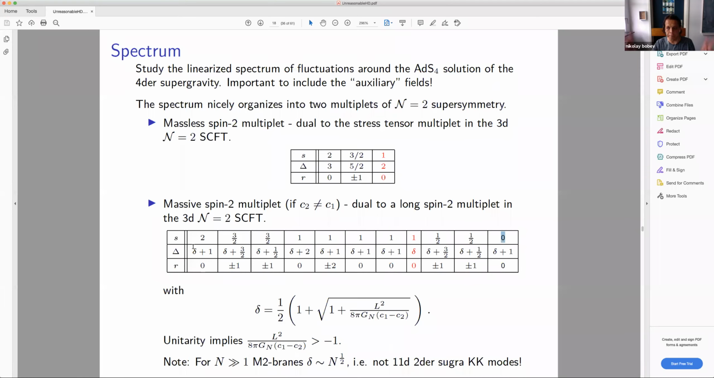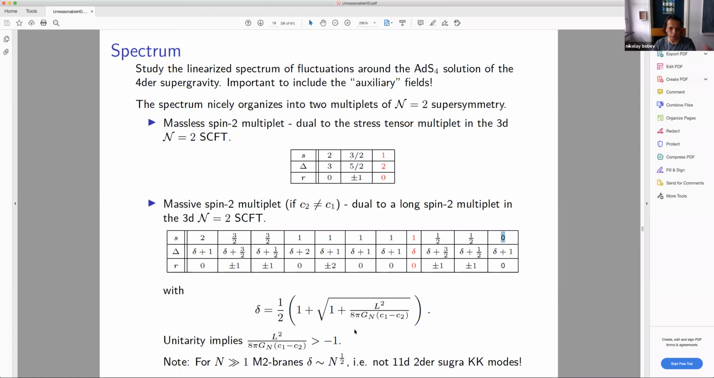The dimensions, or the masses in the bulk or the dimensions in the dual CFT, are controlled by a single number, a little delta, and they're shifted as they should be to organize in a multiplet. Delta is given by this combination here. Unitarity imposes a lower bound on this quantity. Roughly speaking, because L squared over G Newton is much, much bigger than C1 minus C2, this implies that C1 minus C2 should be a positive number.